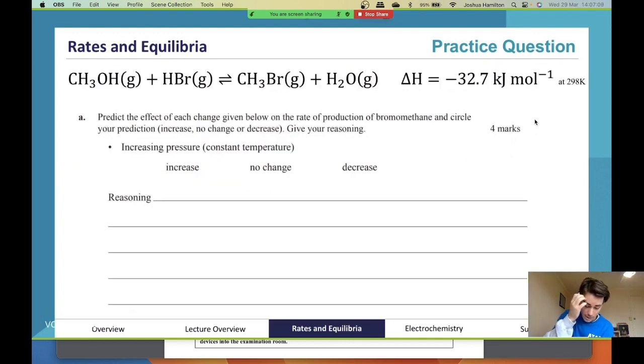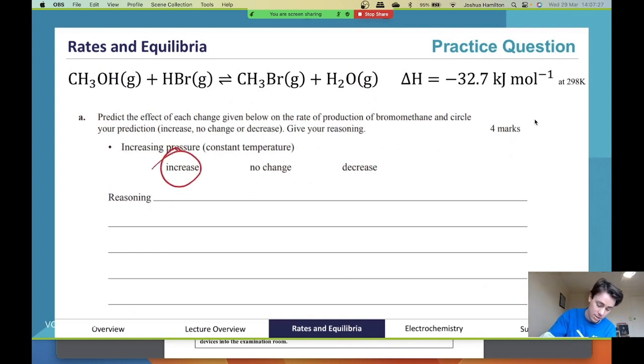Then we have: predict the effect of each change given below on the rate of production of bromomethane and circle your prediction. So what if we increase the pressure? Again, we've got the same one. What's going to happen when we increase pressure? Same thing, we've already talked about this. We're going to increase. Why is that?